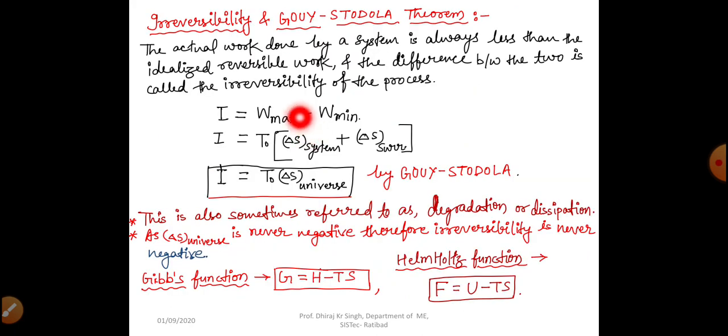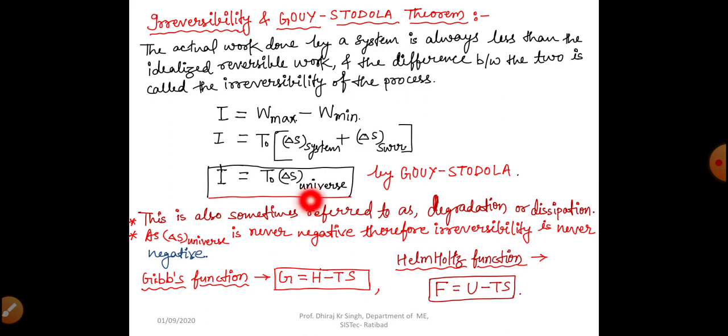Now dear students, we will move to irreversibility and Guy-Stodola theorem. Stodola was a scientist who gave some expressions and a theorem. What he said is that the actual work done by a system is always less than the idealized reversible work, and the difference between the two is called the irreversibility of the process. That means it cannot be changed, so it is called irreversibility of the process.